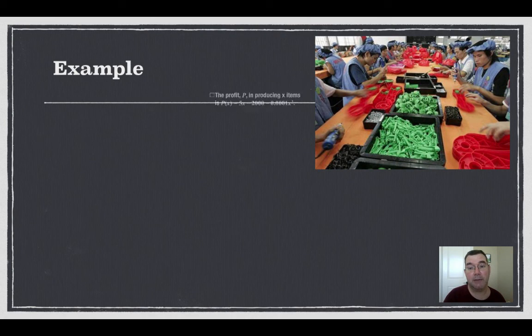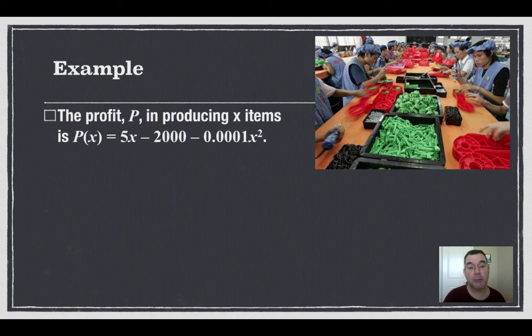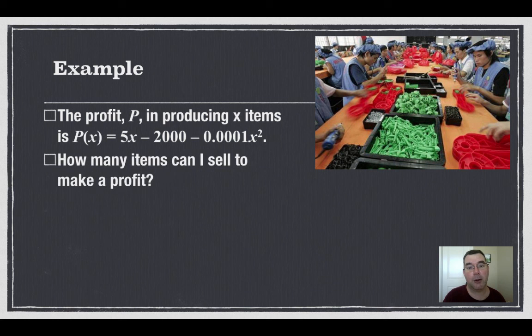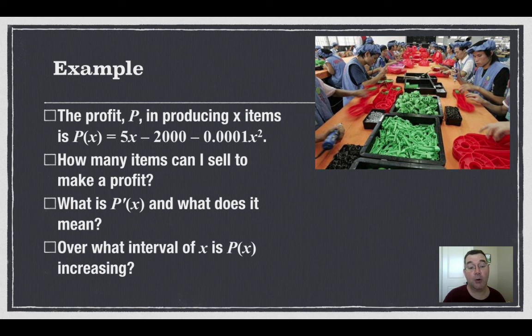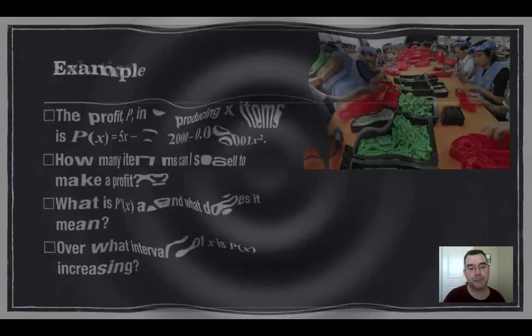So here's an example of that first kind. We're dealing with profit now instead of cost for producing x items. So the formula for profit is 5x minus 2,000 minus 0.0001x squared. That's the formula for how I'm figuring out the profit. How many items can I sell to make a profit? What is p prime of x and what does it mean? And over what interval of x is the profit increasing?